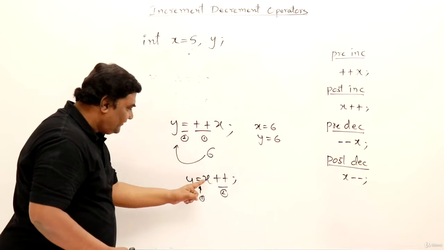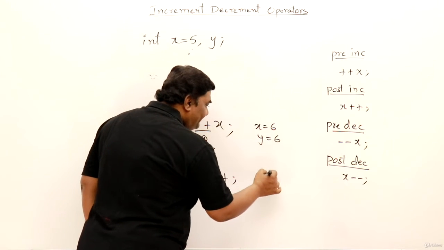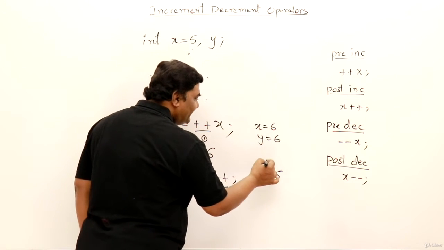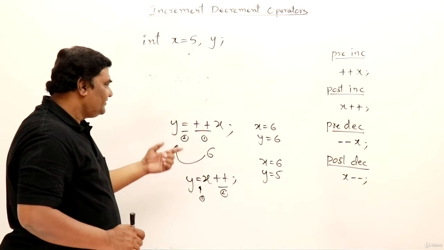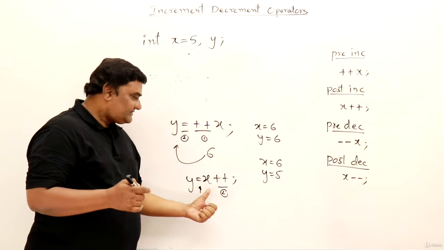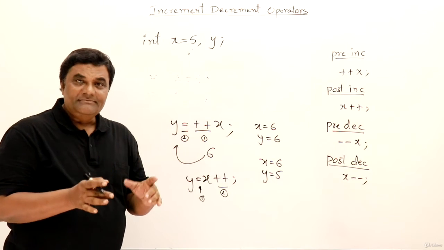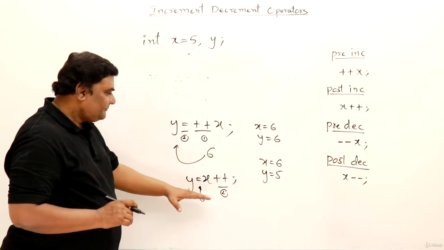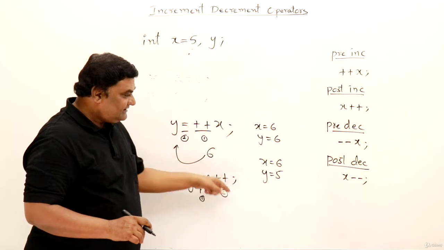So it means the value of x is assigned to y first. What is x right now? 5. So y becomes 5. Then x++, x becomes 6. Afterwards x becomes 6. So this will be the result of this statement. Here, first assignment is performed, then the increment. Pre-increment means first increment it and use the variable. Post-increment means first use the variable in the assignment and then increment it.